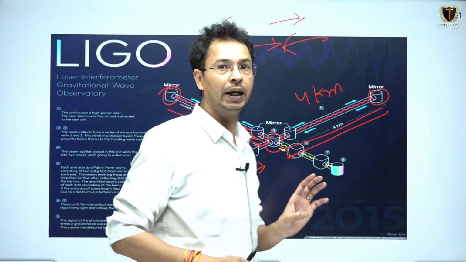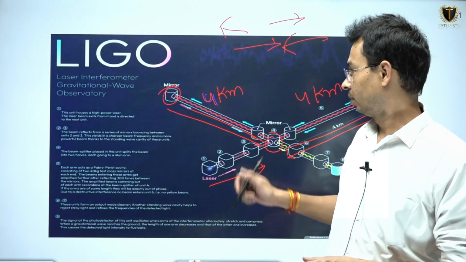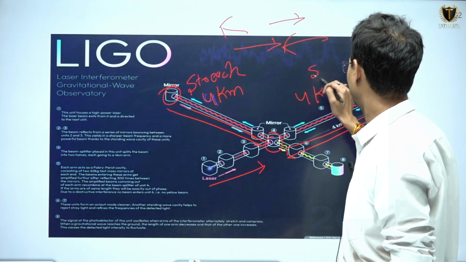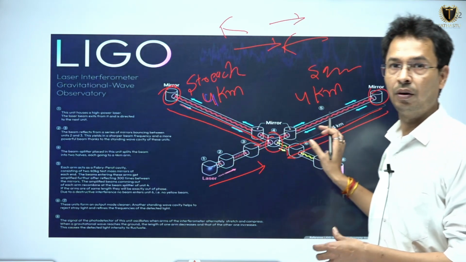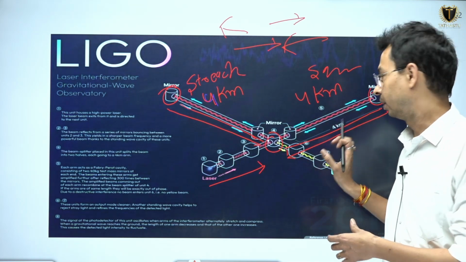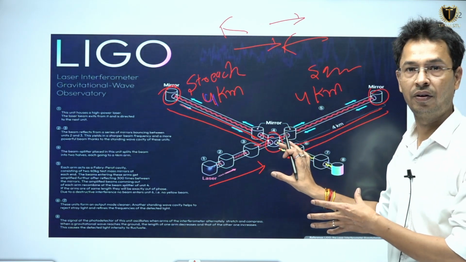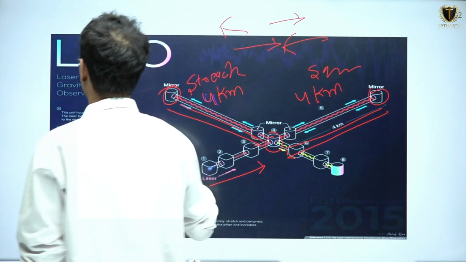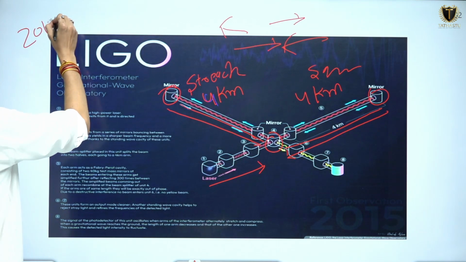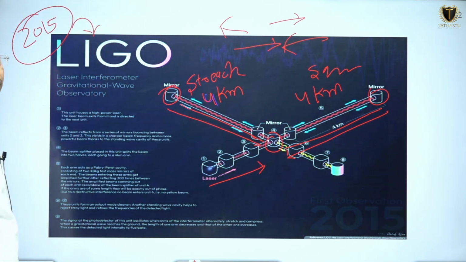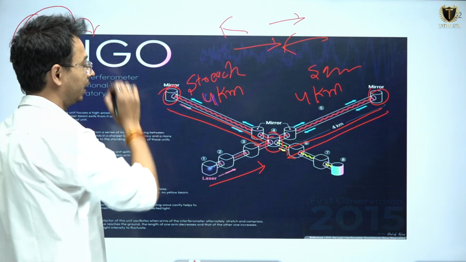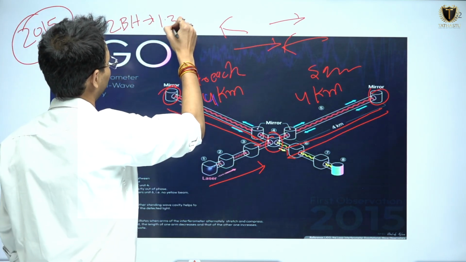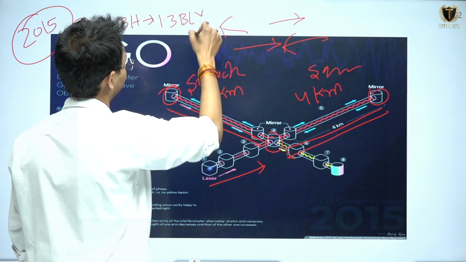And whenever there is any difference in the arms, suppose this arm stretched and this arm skewed, then there will be interference of the light. Whenever there is interference of the light, it means gravitational waves have been detected. One such detection happened in 2015 at the LIGO observatory. What happened in 2015? They detected that two black holes merged approximately 1.3 billion light years ago.